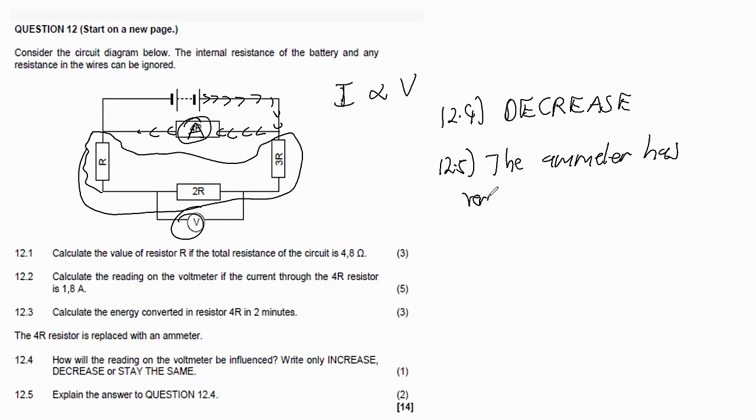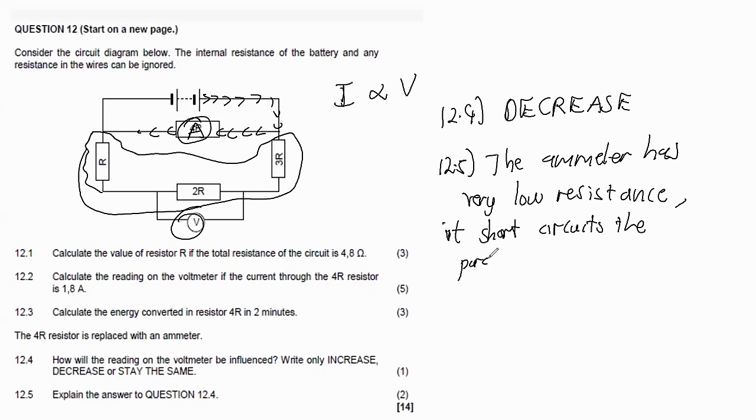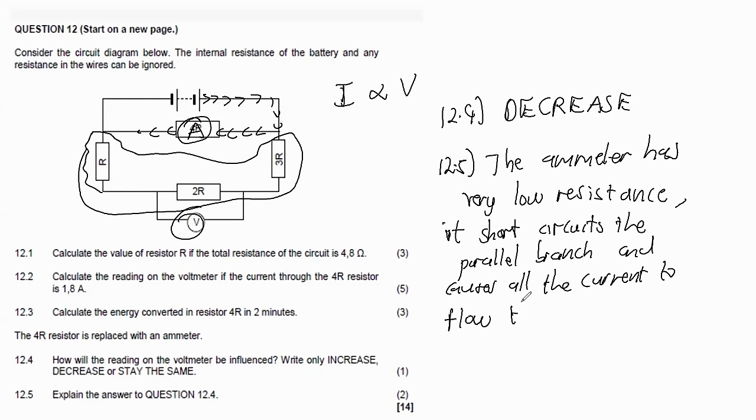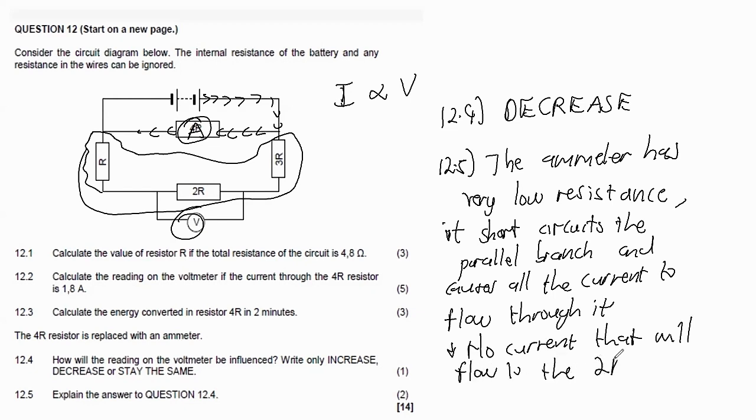And then in explaining that, we explain this concept, we say the ammeter has very low resistance. So when they say resistance is negligible, that means it is very, very low. The ammeter has very low resistance, which means it short circuits the parallel branch and causes all the current to flow through it. So in other words, there is no current that will flow to the 2R resistor, right?